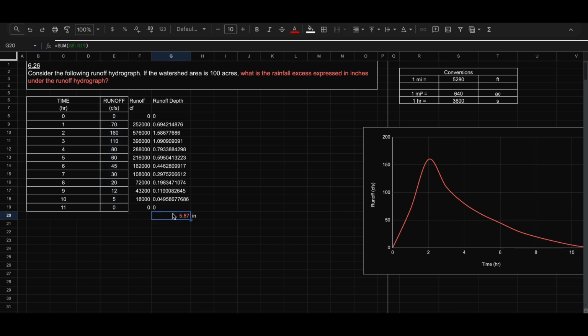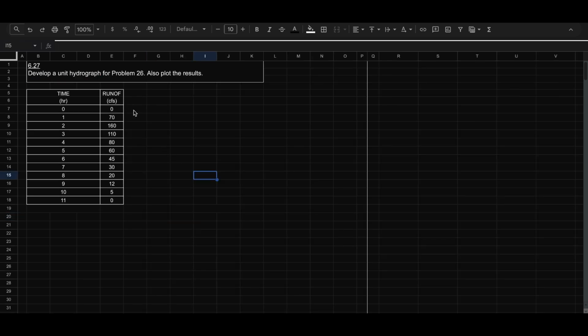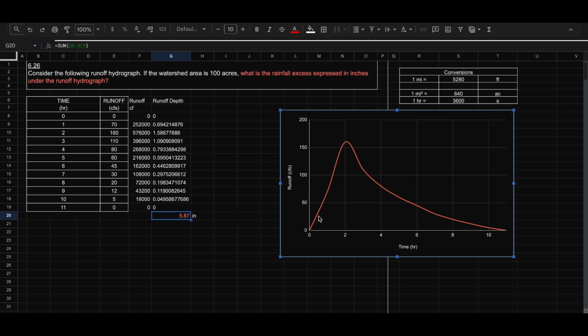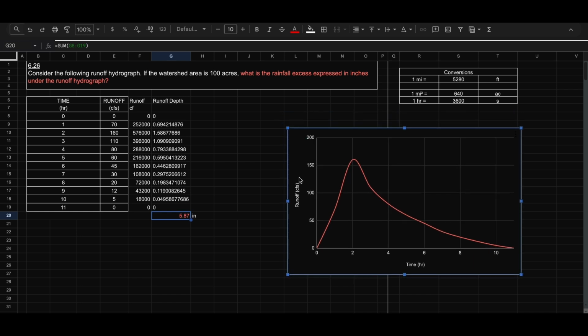First, we need to find the volume in inches of that storm, and we have done that: 5.8687 inches. Now, to develop the unit hydrograph, all it means is that it's a plot of runoff flows where the volume underneath is 1 inch. So all the values of runoff represent a total volume of 1 inch. It's not dividing or multiplying by 1 inch, it's just a comparison. It's saying this plot represents 1 inch of volume.